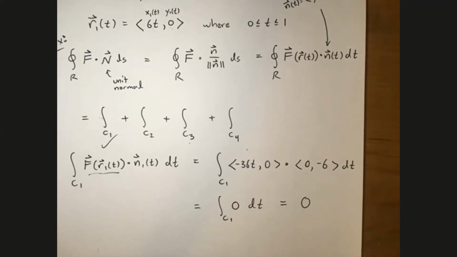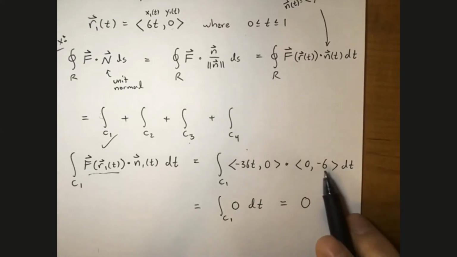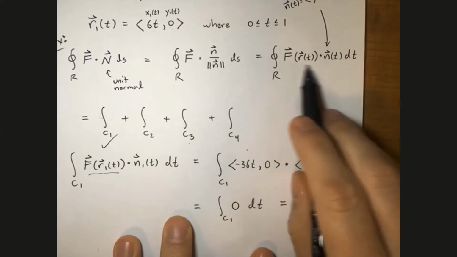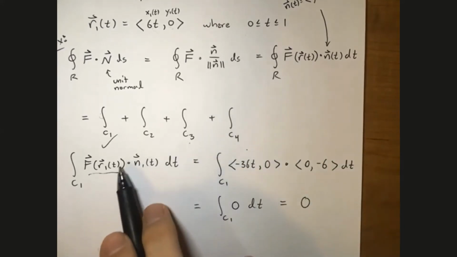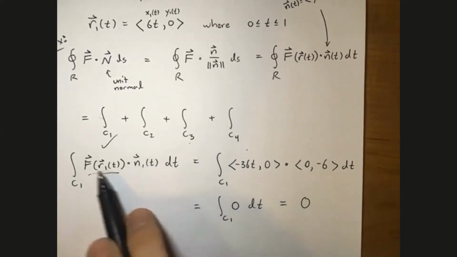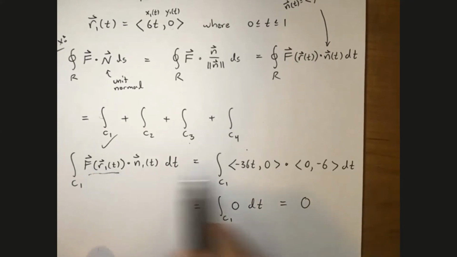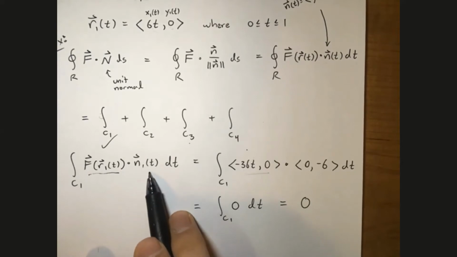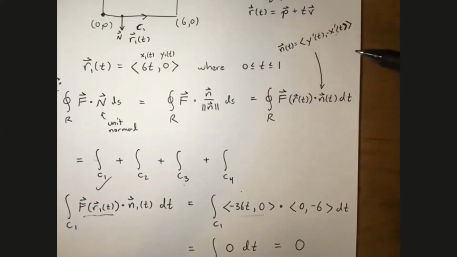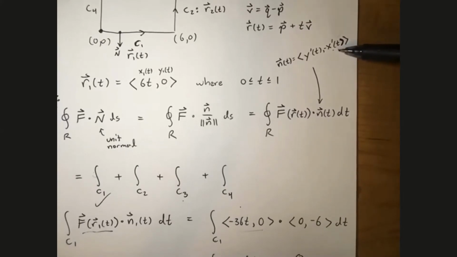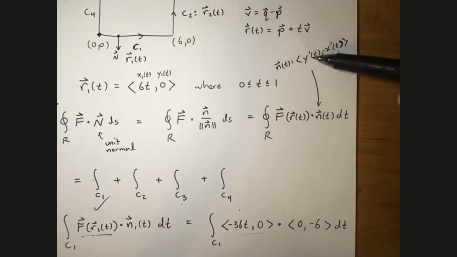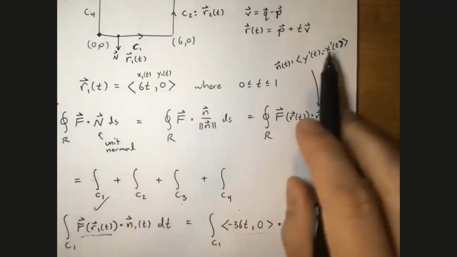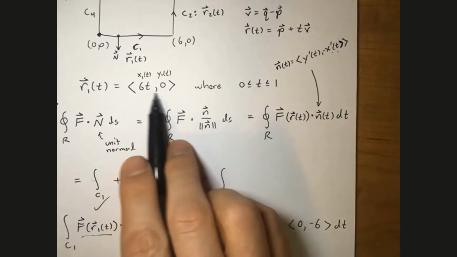Oh, so there's a question about where does the 0, 6 come from? 0, negative 6, I think you mean. The 0, negative 6, so it came from this formula here, right? This formula, we're taking f of r of t, right? So we got this, and then we're dotting it with n of t. Little n of t is given by this formula up here. It's y prime, comma, negative x prime. The x and the y are just the components of r.